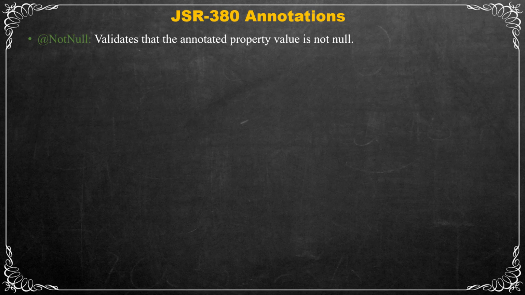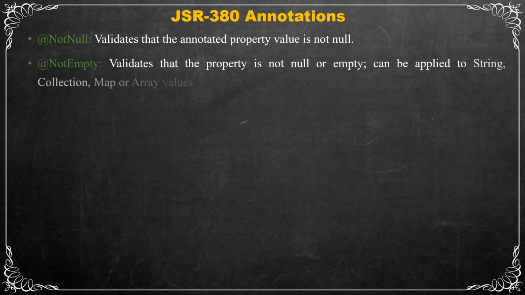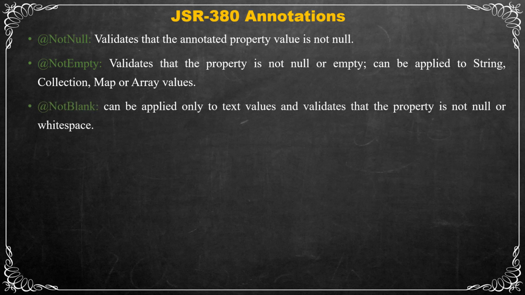Not null annotation validates that the annotated property value is not null. Not empty validates that the property is not null or empty, and can be applied to string, collection, map, or array values. Not blank can be applied only to text values and validates that the property is not null or whitespace. Assert true annotation validates that the annotated property value is true.